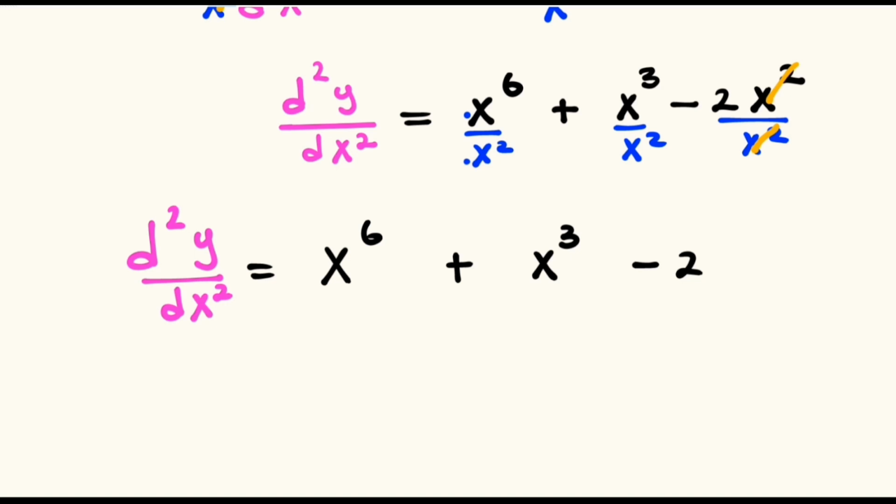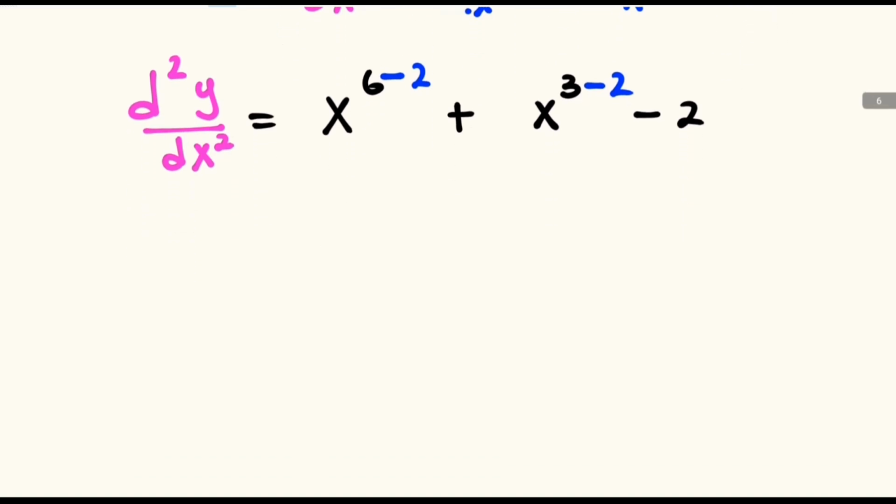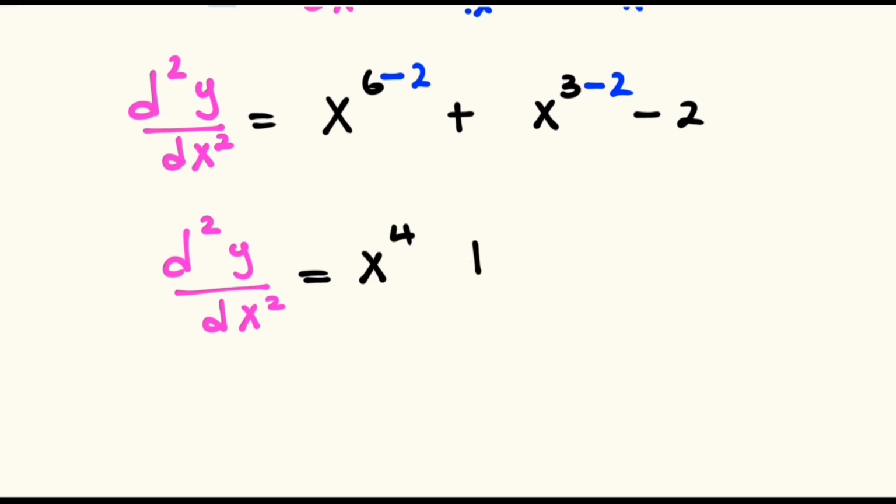and since the denominator and the numerator have the same base, we subtract the exponents. So this will be 6 minus 2, and here we have x raised to the power 3 minus 2. And the second derivative of y with respect to x will be equal to x to the power 4 plus x minus 2.